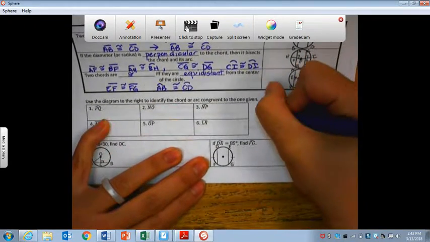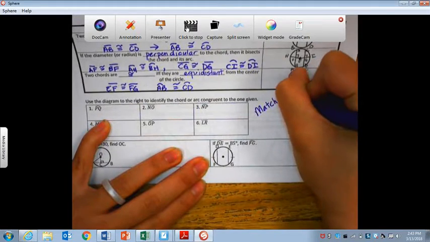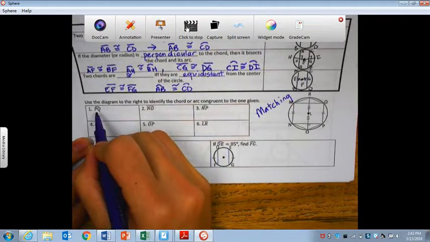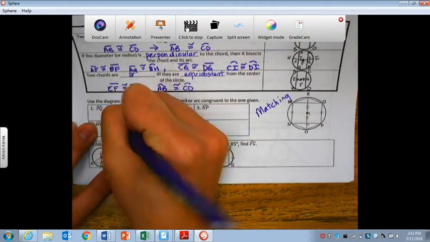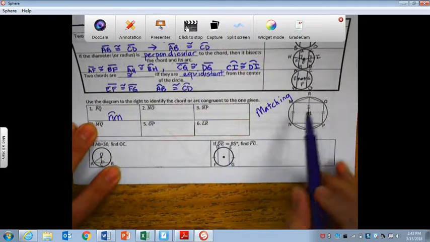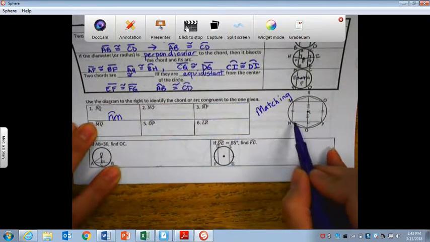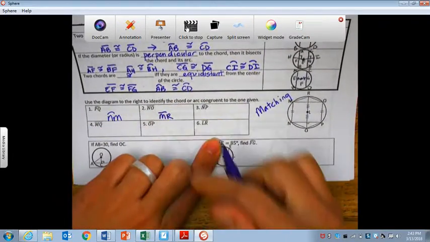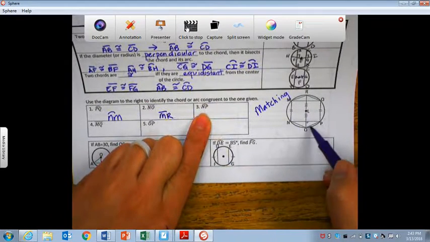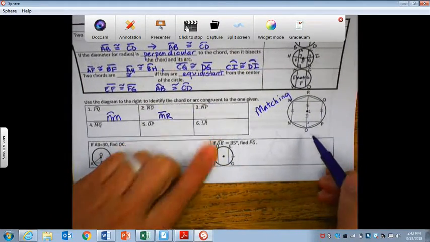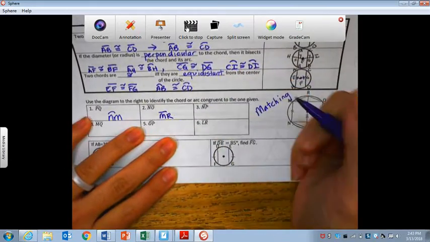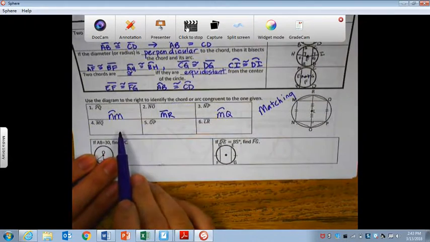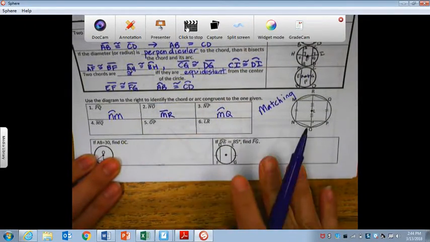Guys, this is all about matching, so don't let it freak you out. We're just basically matching. So, arc PQ goes with arc NM. Segment NO lines up with segment MR. Arc NP right here lines up with arc MQ. So basically matching. Go ahead and try 4, 5, and 6.